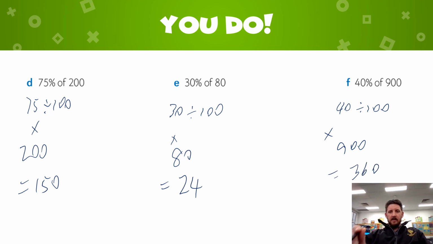Righto, guys, keep using your calculator. Remember that your percentage divided by 100, of means times, multiply it by your total, and you'll get your answer. Don't forget calculators. Make sure they're here for the lesson.